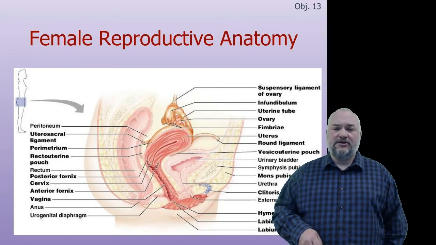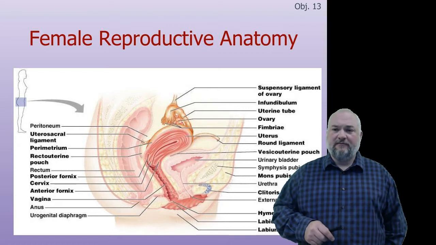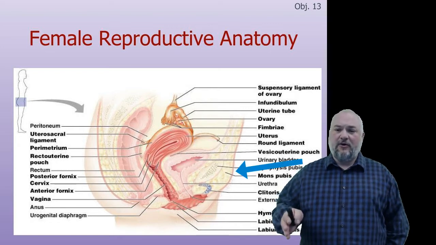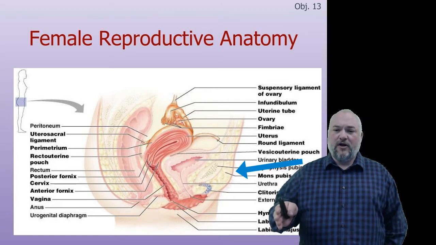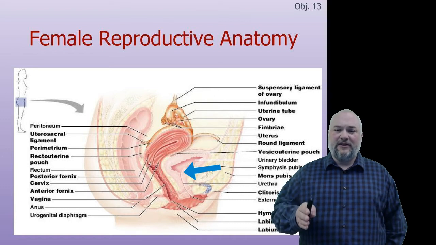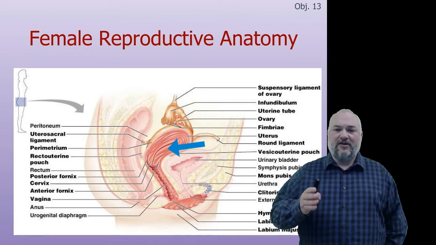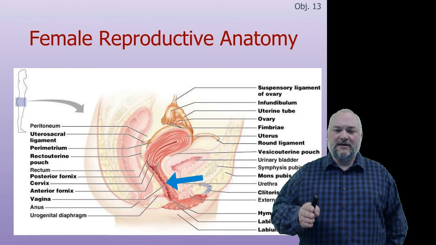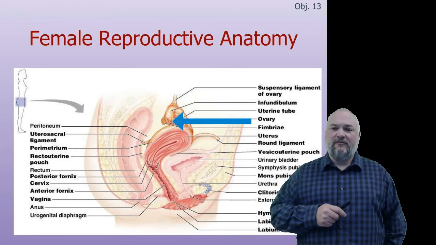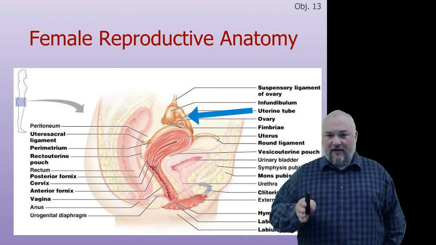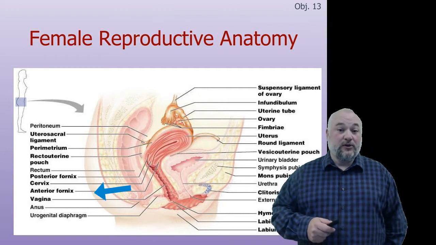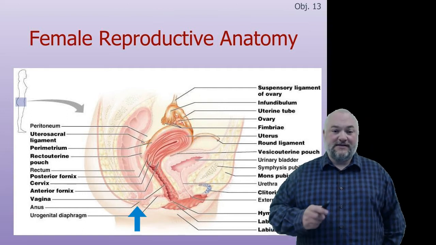Here we can see just a quick overview of the parts. The front is on the right here with the mons pubis, that kind of mound over the pubic bone. Going back from that, we can see the pubic symphysis. Behind that, we see the bladder and the urethra. Behind that, we have the uterus and the vagina. Up above the uterus, we can see where the ovary and the fallopian tubes are. And moving back from there, we can see the rectum, and then here's the gluteus maximus region, and the anus is down there.